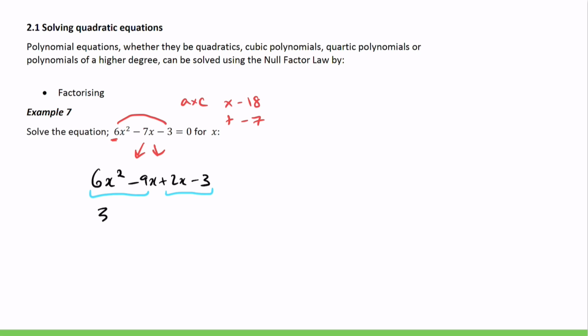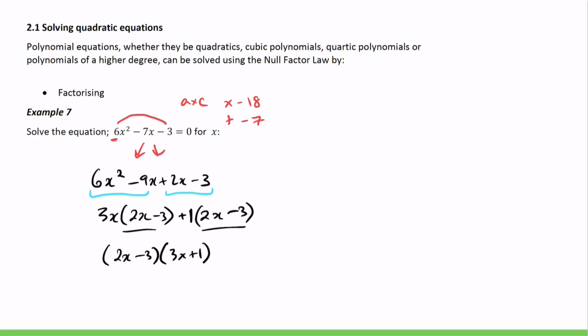Here I can take out 3x, so that'll be 2x minus 3, and then that just remains as it is, 2x minus 3. I can put brackets though and put a 1 in there, just so that I know to take that out later. Then these two terms are the same, so that's 2x minus 3. What's left over is 3x plus 1, and of course, this whole time, all of this is equal to 0.